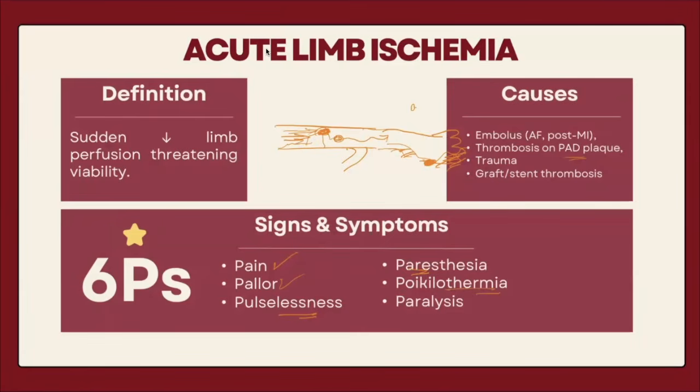Poikilothermia, so that's most likely their nails. And then paralysis. So the limb, they can't move it. Again, this is more like a chronic change: if someone's not treating the limb ischemia, then obviously you won't be able to move that limb over time.